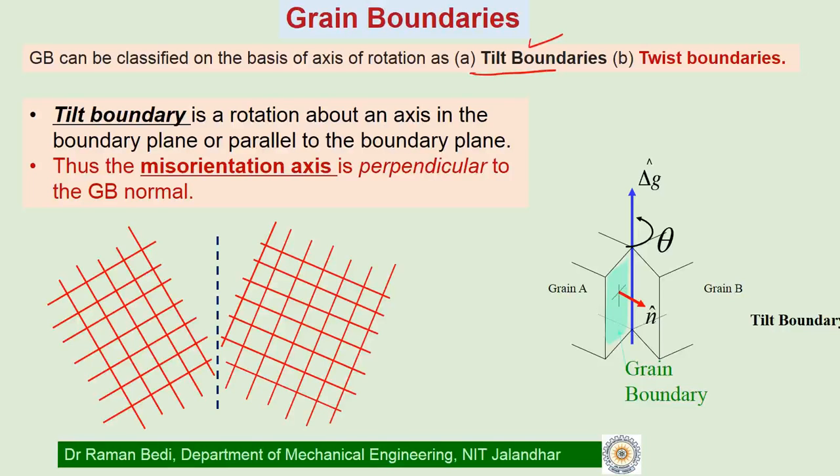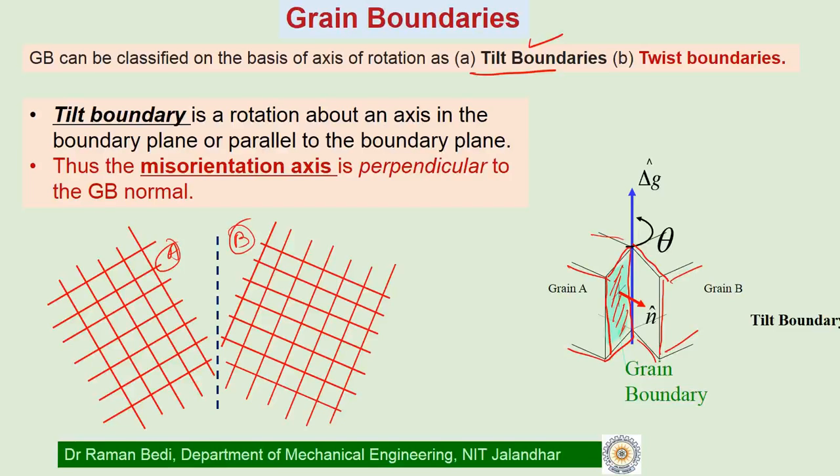So in a tilt boundary, what we simply say here is, I have tried to draw the same figure again here, only on a small scale. So you have the first grain A, which was growing in this direction, and the grain B here. So just similar to what I just showed, this can be grain A, this can be grain B, and this is the grain boundary surface. N cap happens to be the normal to the grain boundary surface.